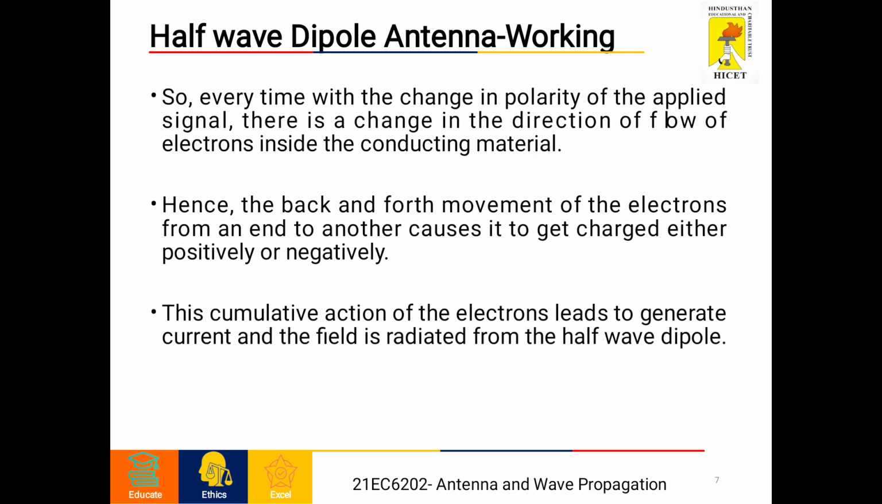So, every time with the change in polarity of the applied signal, there is a change in the direction of flow of electrons inside the conducting material. Hence, the back and forth movement of the electrons from one end to another causes it to get charged either positively or negatively. This cumulative action of the electrons leads to generate current, and the field is radiated from the half-wave dipole.